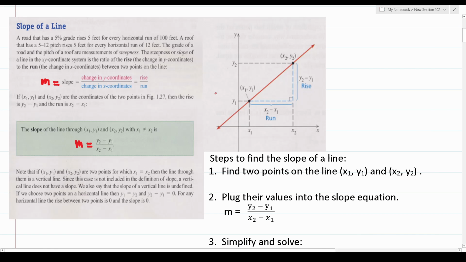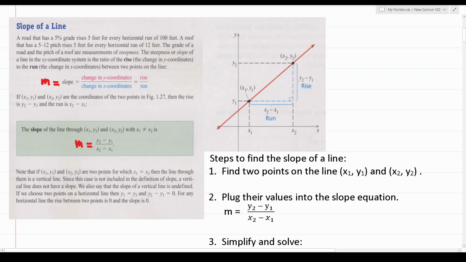Now that we know we're working with an equation of a line, and slope is just one part of the equation of a line, let's take a closer look at slope. Slope refers to the steepness of a line, and in an xy coordinate system, it's the ratio of rise, that is the change in y coordinates, to run, that is the change in x coordinates, between 2 points on a line. The key thing you want to take away from that statement is this. In order to calculate slope, you need 2 points on the same line.